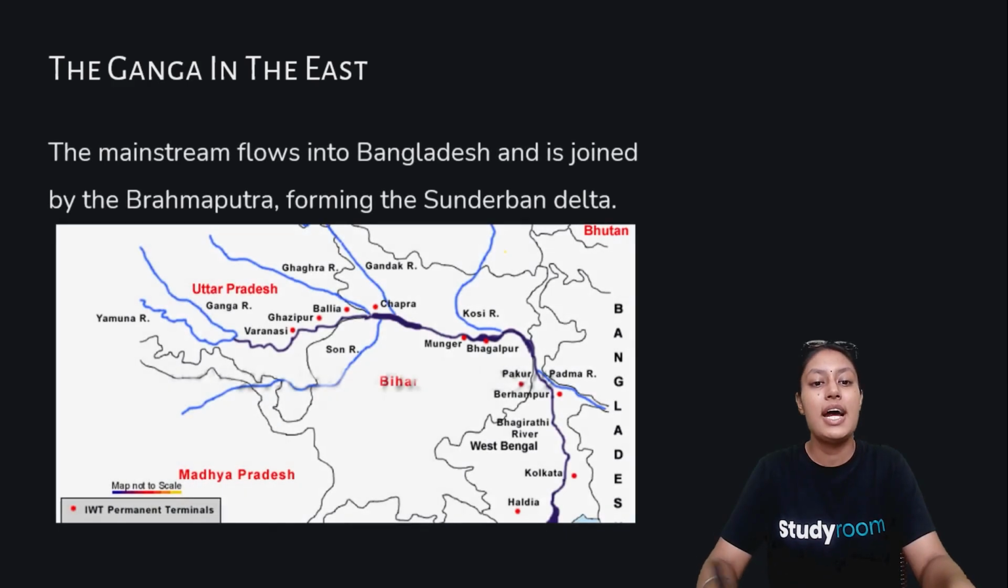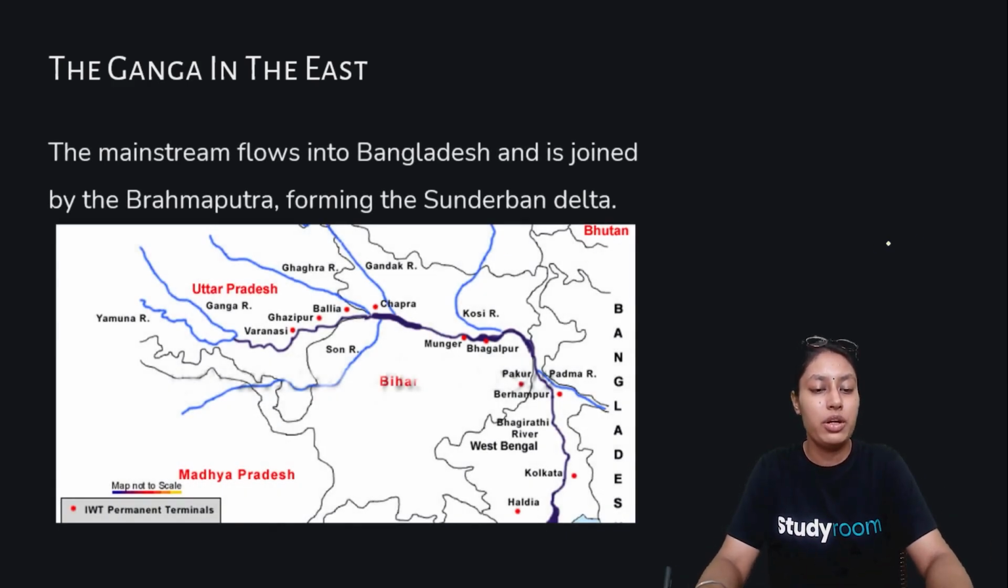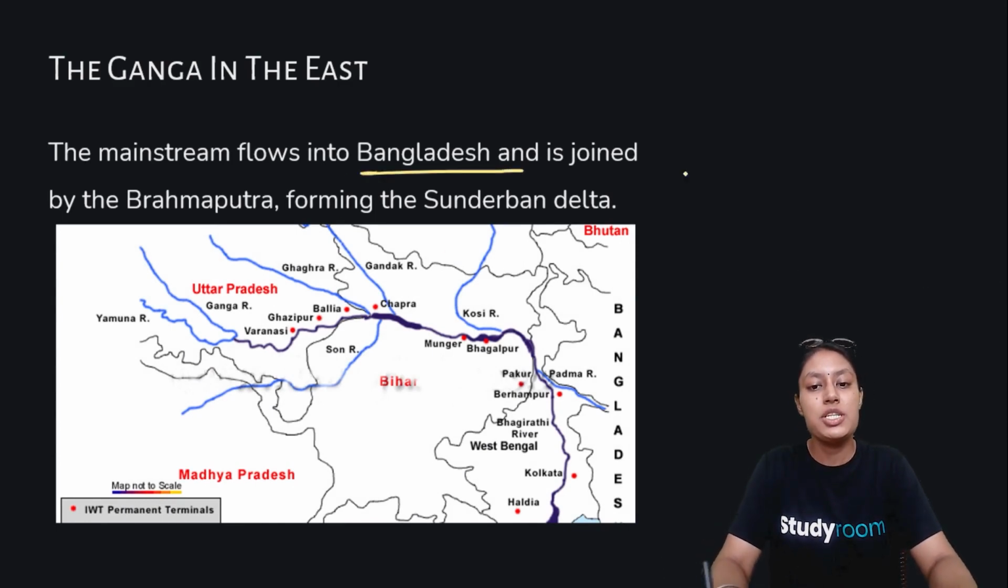Now we'll understand Ganga in the east. Now Ganga has reached the eastern side of the country. Its main stream flows into Bangladesh and joins, accompanied by Brahmaputra. So when Ganga and Brahmaputra meet, they form a very beautiful Sundarban delta.